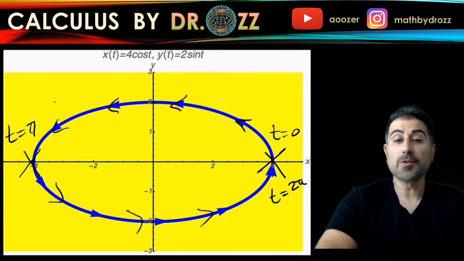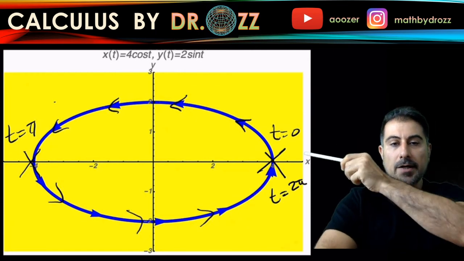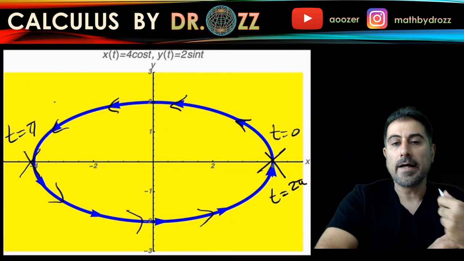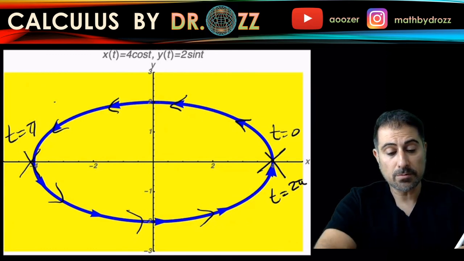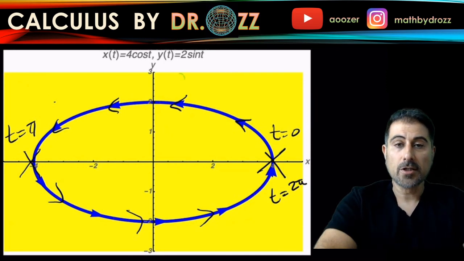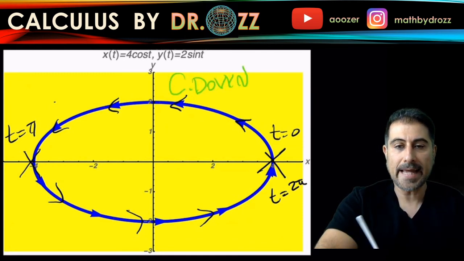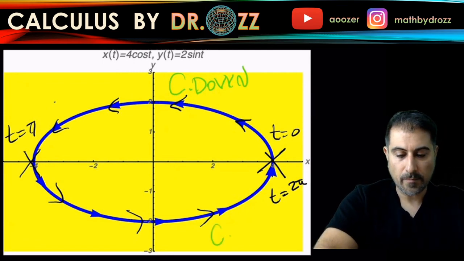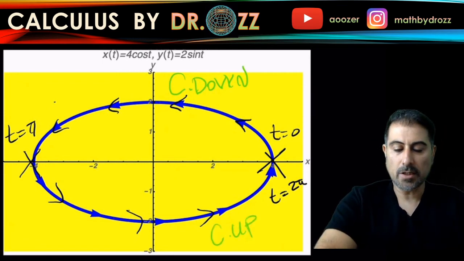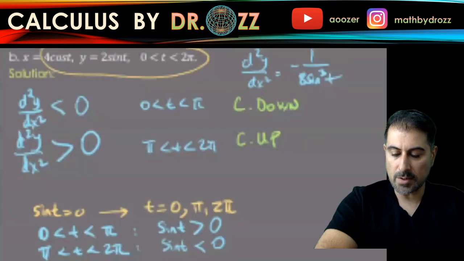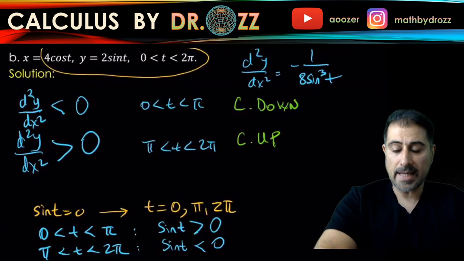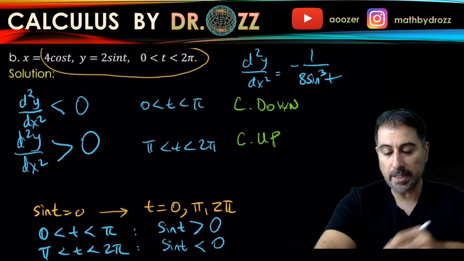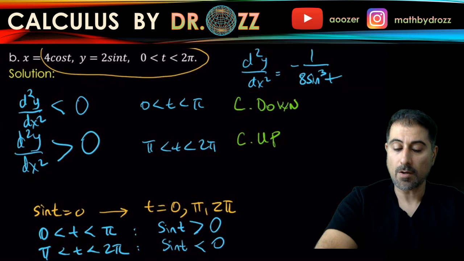I can visually observe that for t between 0 and pi, you're above the x-axis, and it's concave down for sure. For t between pi and 2 pi, you're below the x-axis, and that's concave up behavior. So our analysis is proving what we have done is true by looking at the graph of the function.